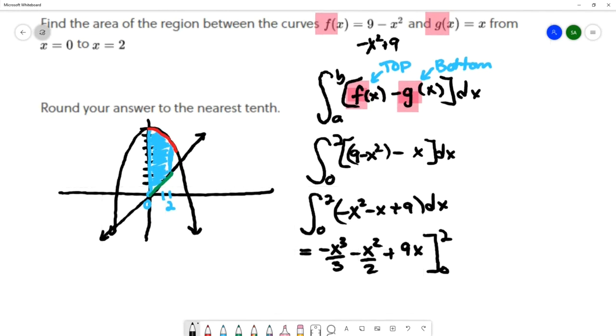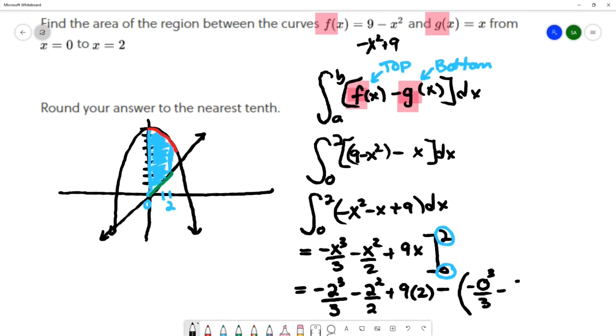We're using the fundamental theorem of calculus, so we're going to evaluate at the upper bound and evaluate at the lower bound. Then we'll subtract those two values. We have negative 2 cubed over 3 minus 2 squared over 2 plus 9 times 2. That's our upper bound. Now we're going to subtract the evaluation of our lower bound. We need to make sure we put a parenthesis because we want to subtract the whole thing. That's 0, negative 0 cubed over 3 minus 0 squared over 2 plus 9 times 0.